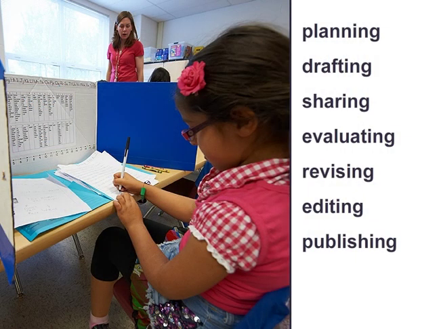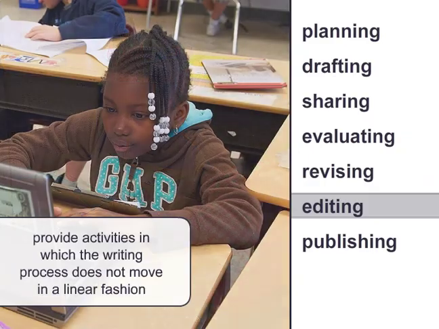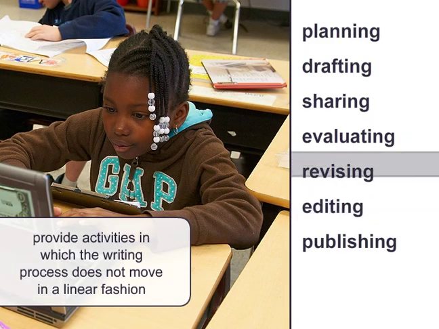Once students have acquired a set of strategies to carry out the components of the writing process, they need to learn how to move back and forth flexibly between different components of the writing process as they develop text. Text may need to be revised numerous times to communicate more effectively. Teachers should engage students in writing activities in which the writing process does not move in a linear fashion, but rather where students are encouraged to move back and forth between the components of the writing process as their text takes shape.